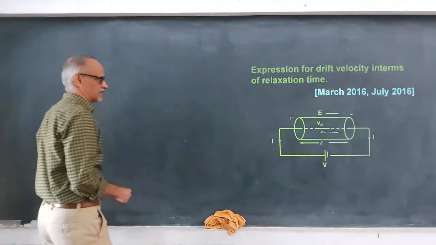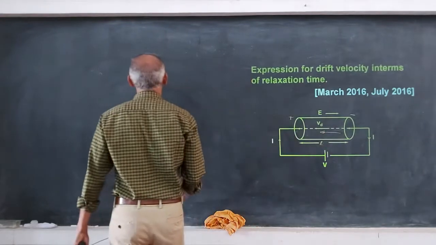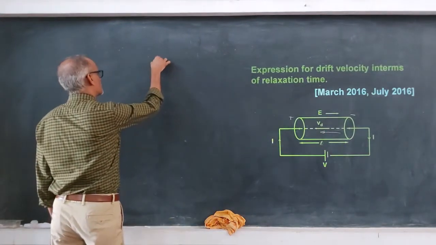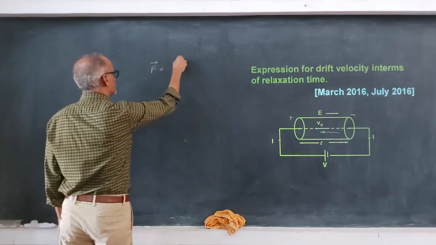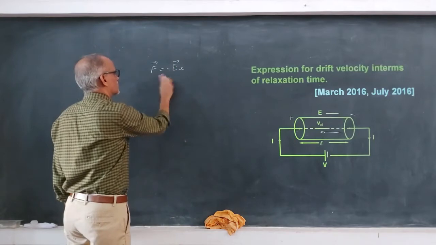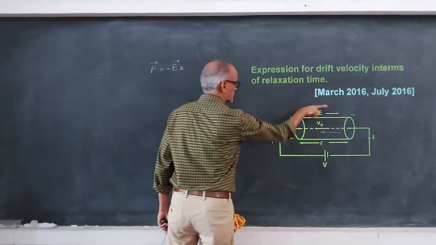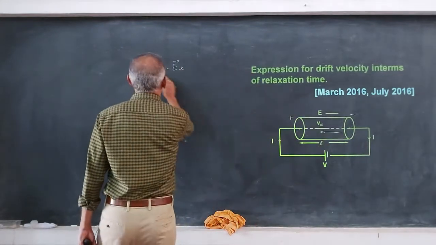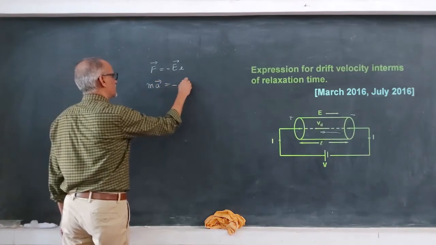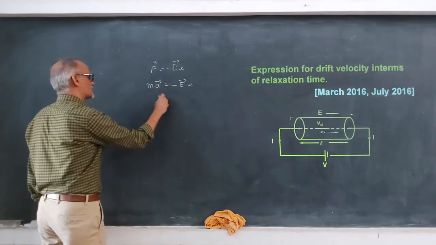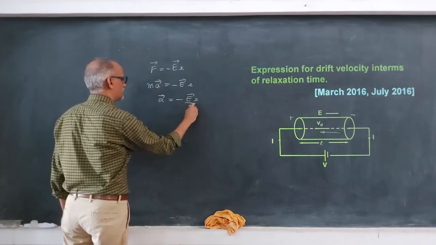So, first let us calculate the force experienced by this electron. The force experienced by the electron is F is equal to E into e, with a minus sign. The minus sign indicates that the force and the electric field are opposite. The electric field is to the right, whereas the force is to the left. F is nothing but mass into acceleration, which is minus eE. So, therefore, what is the acceleration experienced by the electron? It is minus eE by m.